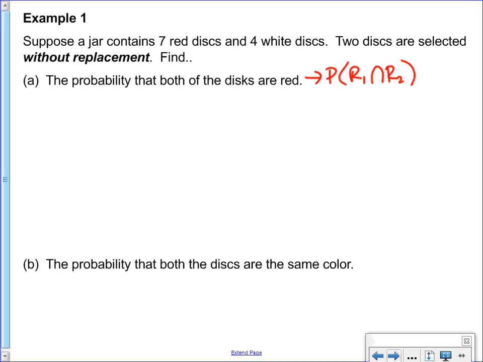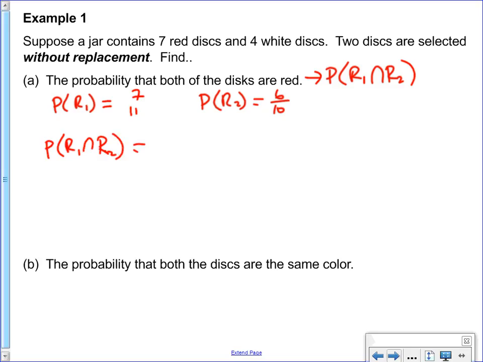Okay, so for the first probability, we know the probability of the first disc being red, there's 7 discs out of 11, right? And the probability that the second disc is red, since we didn't put it back, is 6 out of 10. So the probability that the first disc is red and the second disc is red, using that law before, we can switch it around. You can just take the probability that the first disc was red times the probability that the second disc was red, given the first disc was red.